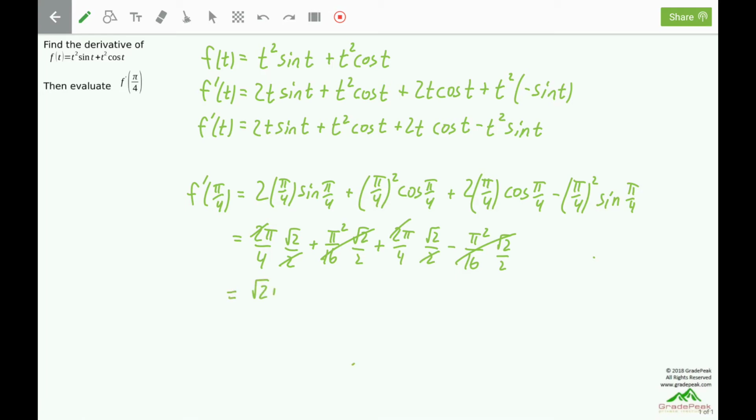That will give us root 2 pi over 4 plus another root 2 pi over 4. They're already over a common denominator, so we can add them together. 2 root 2 pi over 4, in which case we can cancel out the 2 with the 4 in the denominator. They're both divisible by 2. Cancel that down to a 2, and we can write it as root 2 pi over 2.